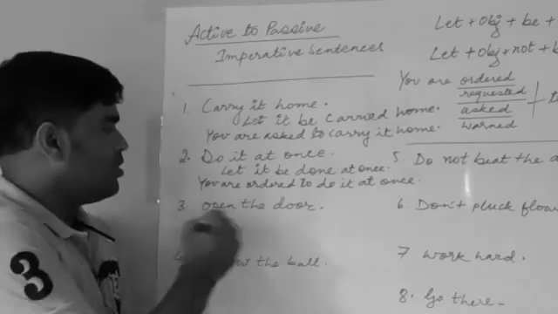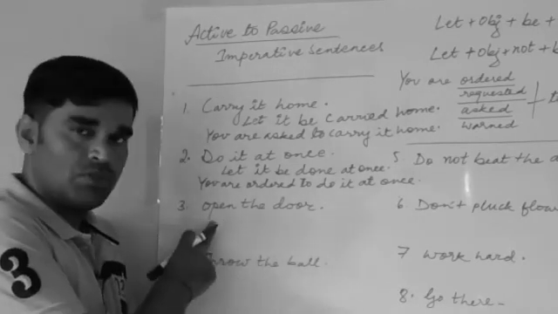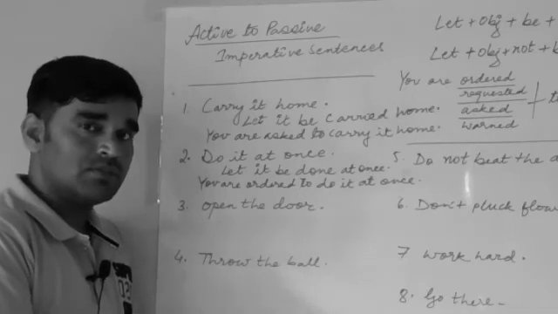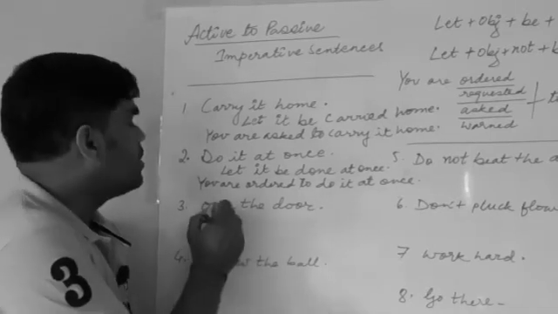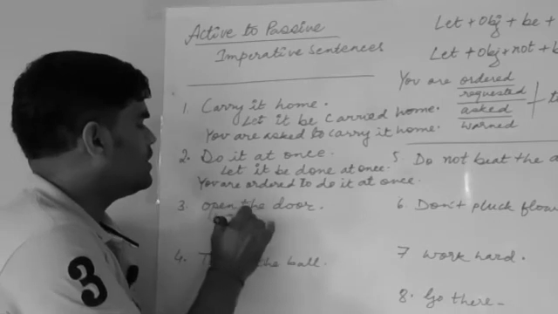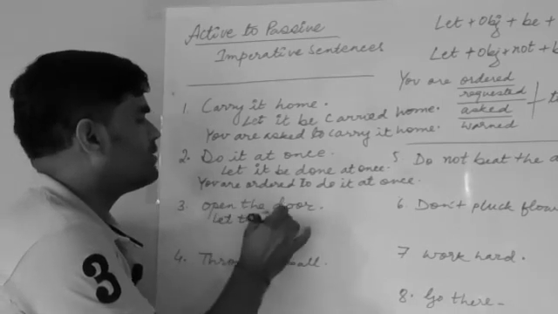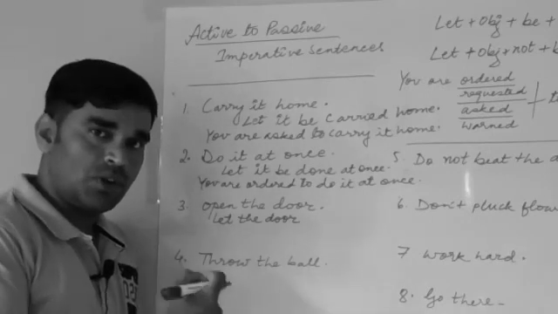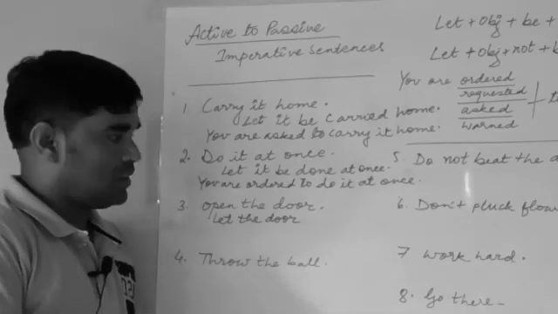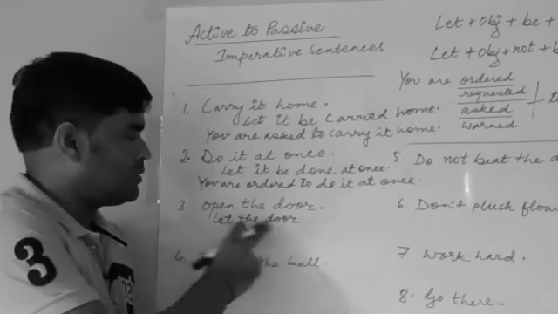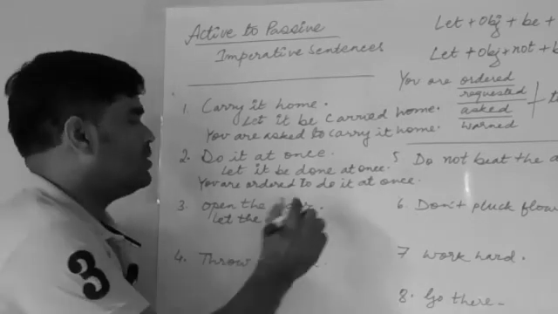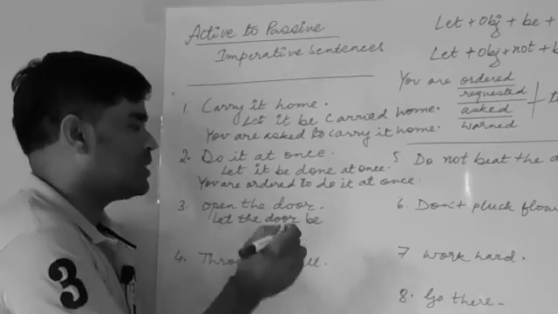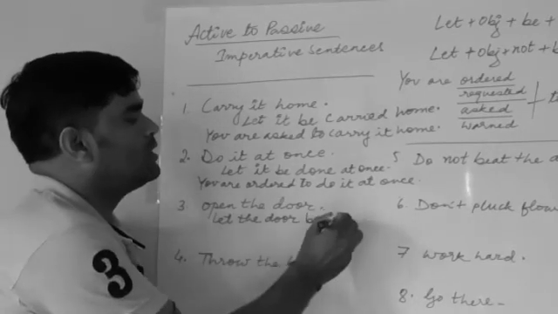Okay, right? Open the door. Here the main verb is open. Open what? The door. Here the door is the object. So how will this be converted? Let the door. Because after let, what do we have to write? After let, we have to write the object. So here the door is the object. So after let, that's what I have written. Let the door, and then be plus the third form of the verb. Be, third form of open. The past participle of open is opened.